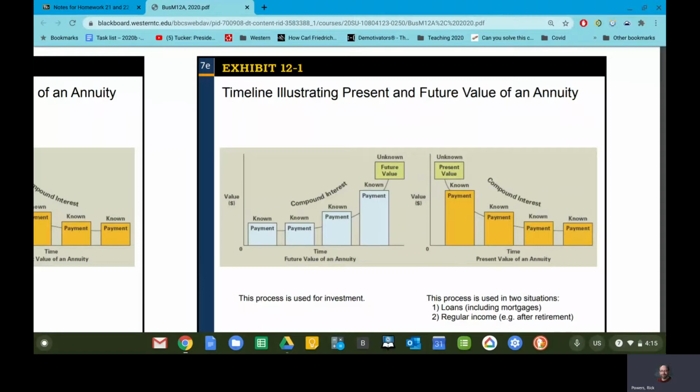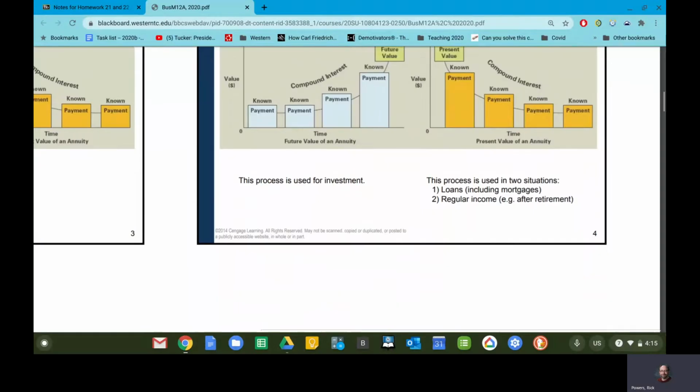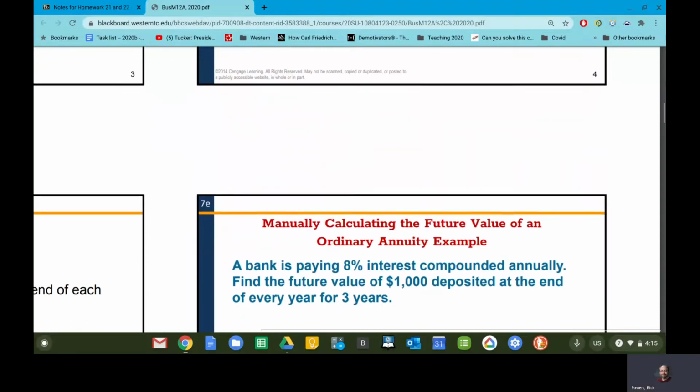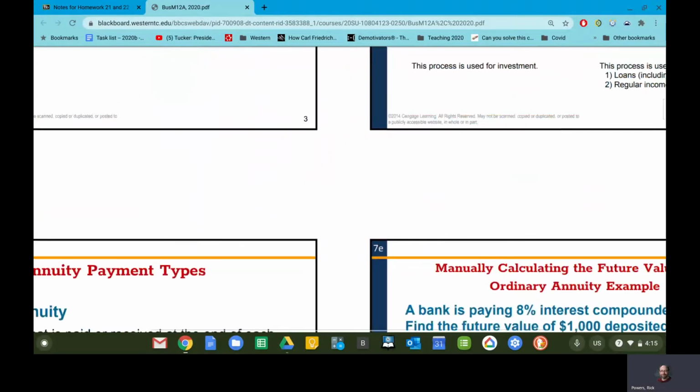Is it an investment? Then it is a future value process. Is it a loan or regular income? Then it is a present value process. Okay, so then in the textbook, you can have different ways to calculate these things.